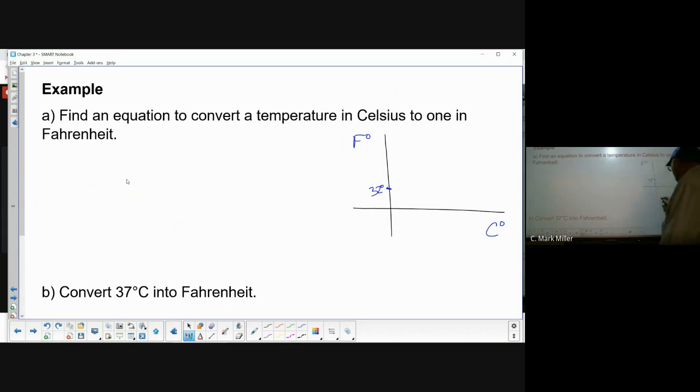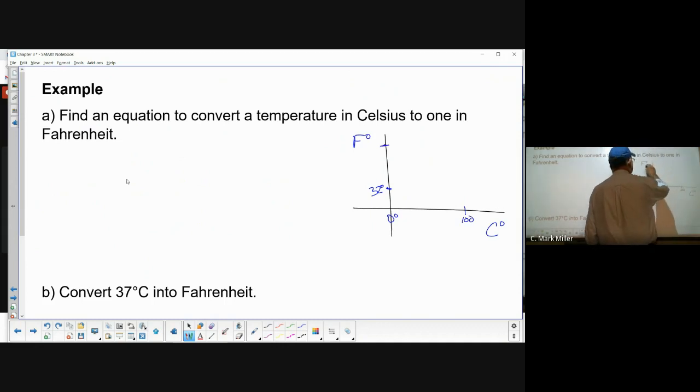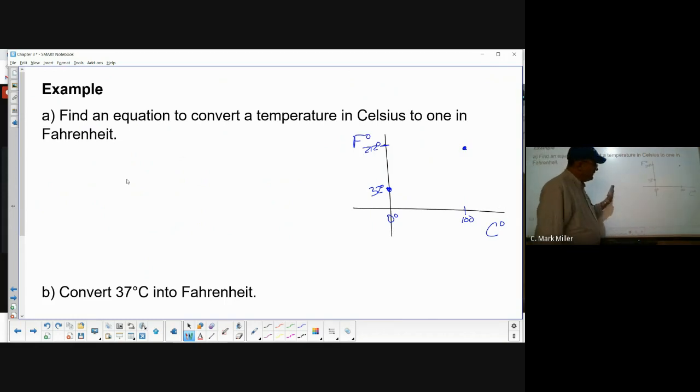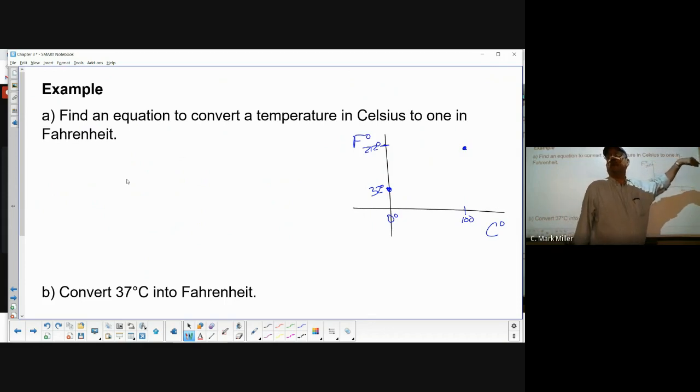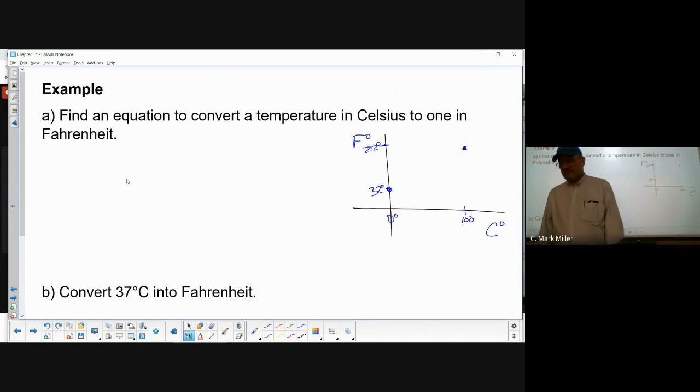This is 0. And then we know that 100 Celsius is 212. This is where you'd plug in your horizontal variable and it would produce a vertical variable, which is Fahrenheit. That's why I switched. Sorry, I know I mistook your paper. So here, this is the line we're looking for.